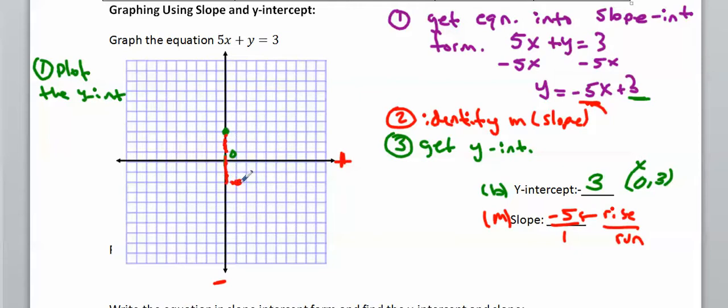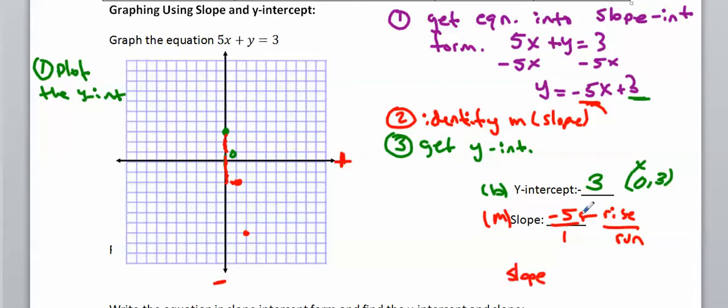I'm going to plot my next point. And I want to plot a bunch of points. Okay, so plot it until you can't plot anymore. So down 5, over 1. And now I know I'm going to go off my graph so we don't have to plot it anymore this way. And remember, slope can also be written and do the opposite.